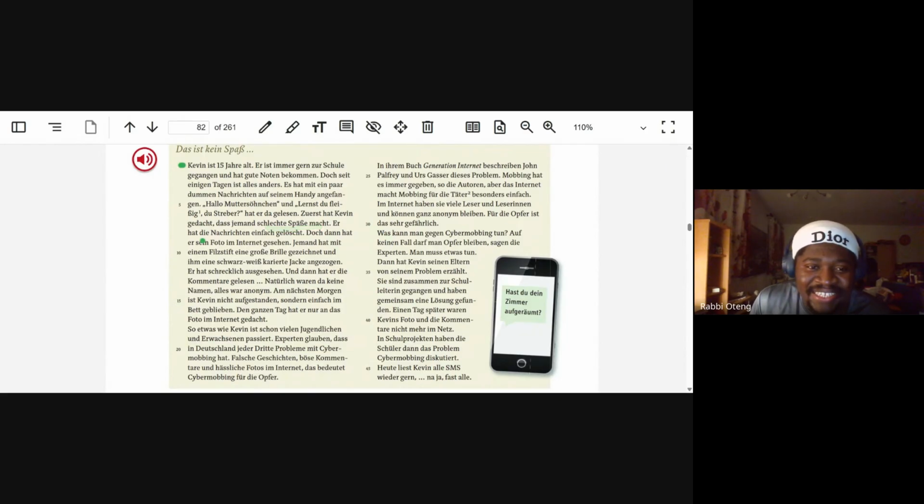Er hat die Nachricht einfach gelöscht. He immediately deleted the message from his phone. Löschen means to delete. Löschen, yeah. Löschen.